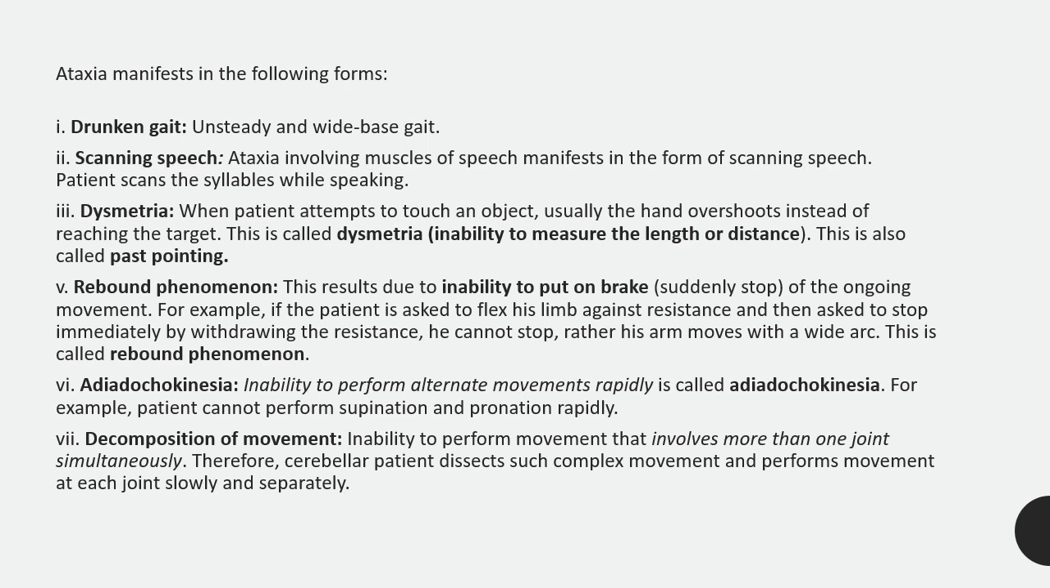Fifth, adiadochokinesia. Inability to perform alternate movements rapidly is called adiadochokinesia. For example, the patient cannot perform supination and pronation rapidly. Sixth, decomposition of movement: inability to perform movement that involves more than one joint simultaneously. Therefore, the cerebellar patient dissects such complex movement and performs movement at each joint slowly and separately.